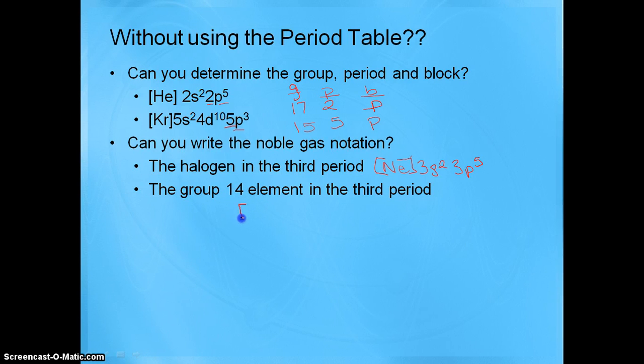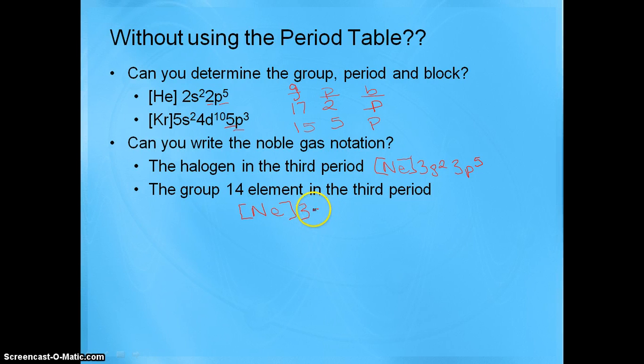Sometimes on a test, they might ask you a question, and you've already been asked that question before. Go back and look. Use it. So here we've got 3rd period, which means we're going to use our noble gas of Ne again, because that's the noble gas for the 2nd energy level. And we're still in the 3rd period, so we're still 3. And we're at least 3S.